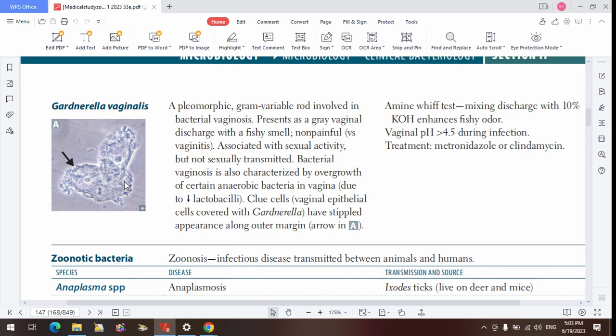You are not going to see clue cells. If you do a mount for candidiasis, you are going to be seeing pseudohyphae. That pseudohyphae is peculiar to Candida. Anytime you hear pseudohyphae, guys, you are thinking of Candida. Yeast with pseudohyphae, Candida is your answer. Multiple trophozoites, trichomoniasis.